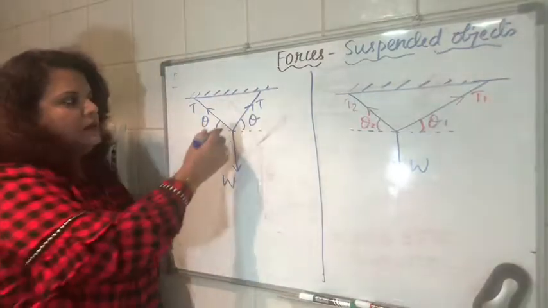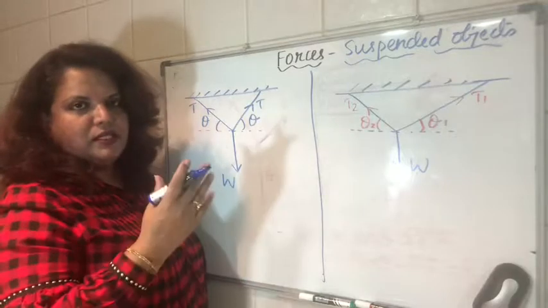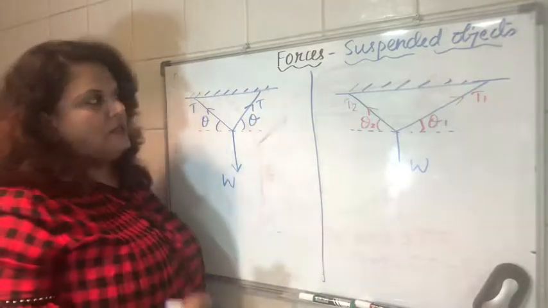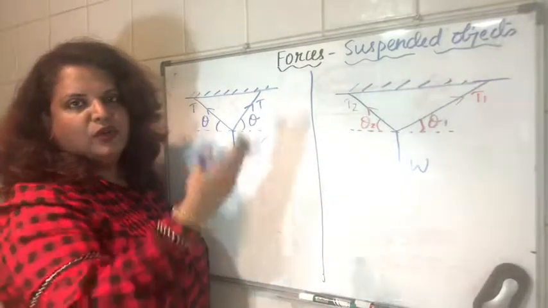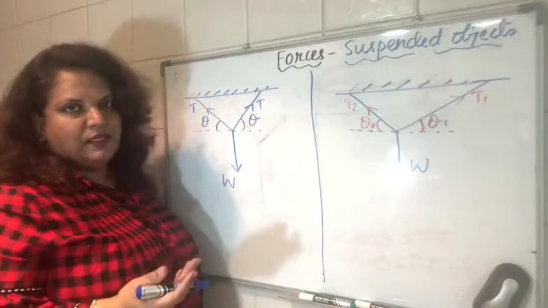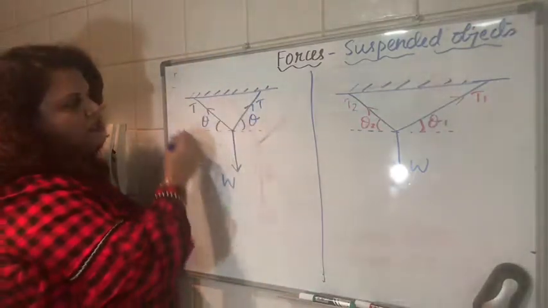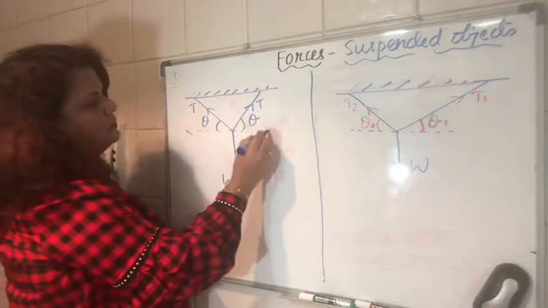Now again, is this object in equilibrium? Yes, both objects are in equilibrium because they are suspended and at rest. So when they are in equilibrium, in any line, the forces acting on either side should be the same, right? Now I am considering the vertical and horizontal. What can you say about the horizontal force here?